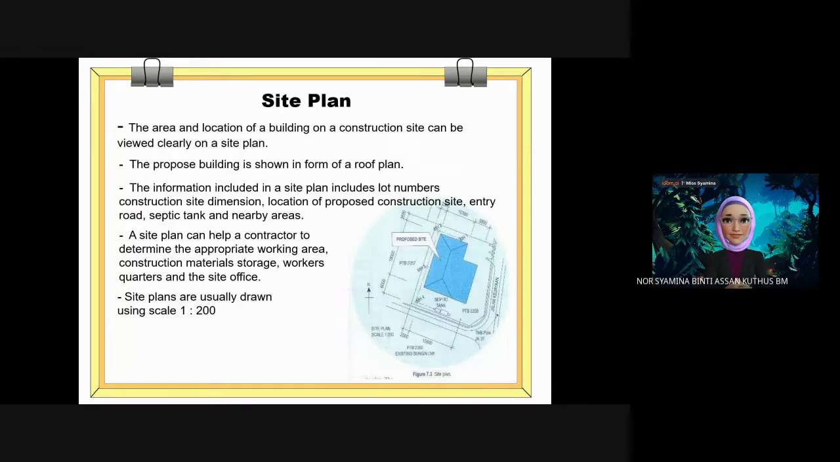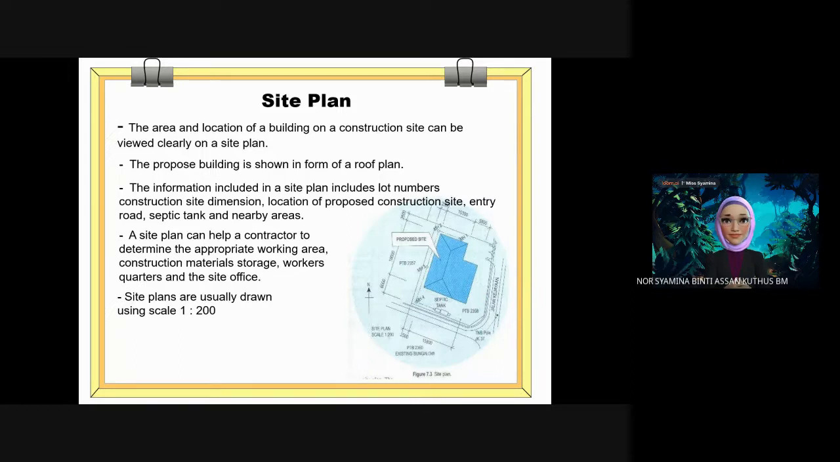So now for your site plan block, site plan is the area and location of a building on a construction site, which can be viewed clearly lah. So construction site tadi yang kita tengok, your plan site is actually an assumption of your site where it is. Site plan is more detailed. So the proposed is in terms of roof plan lah. We're actually showing where would our building be, how it would be, okay?